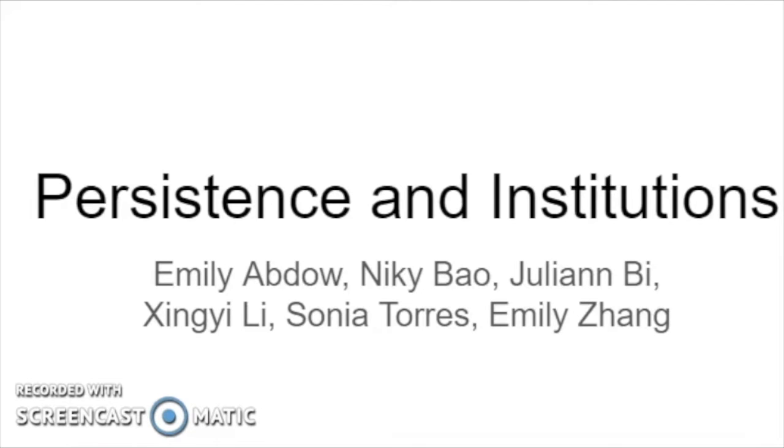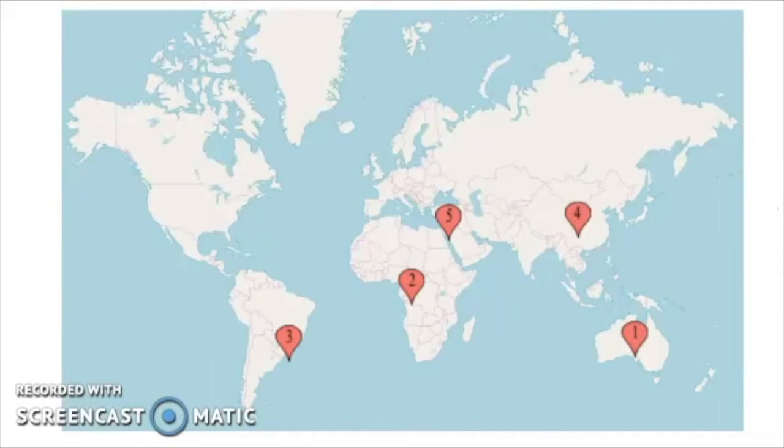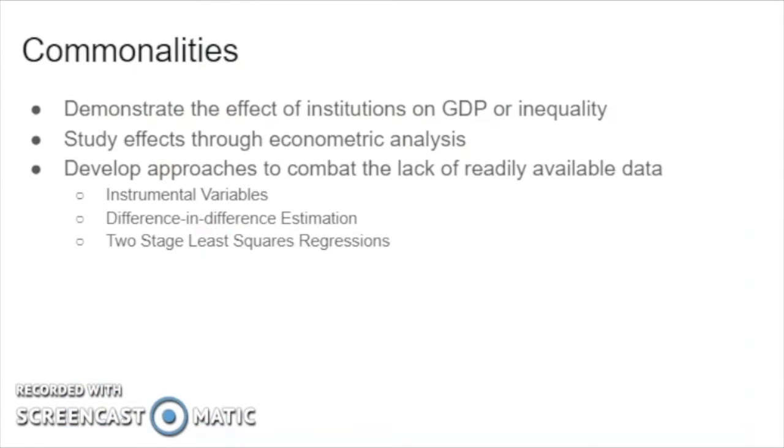Today we're going to take you around the world as we discuss institutions. We'll begin with a study that is comparative across countries ranging from Australia to Nigeria, visit Africa, Latin America, and China, and end with a final comparative study. The papers we discuss demonstrate the effect of institutions on GDP or inequality and study effects through econometric analysis.